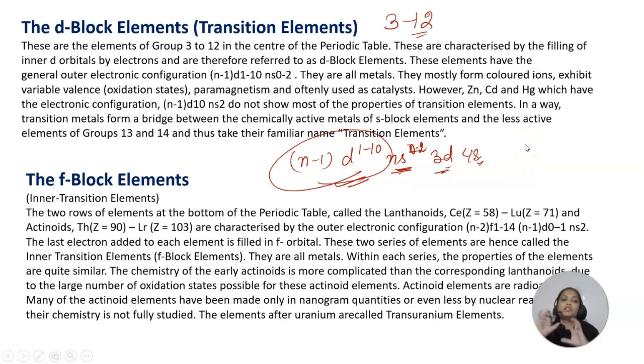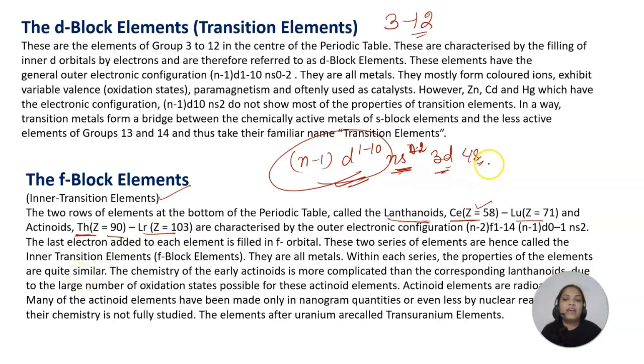So actually transition metals are a bridge between the metals of S block and non-metals of P block. That's why we call them transition elements. Then if I am talking about the F block inner transition elements, there are two rows, right? One is lanthanoids, from cerium to lutetium. Of course lanthanum will also be there, which is above. Then actinoids from thorium up to lawrencium.